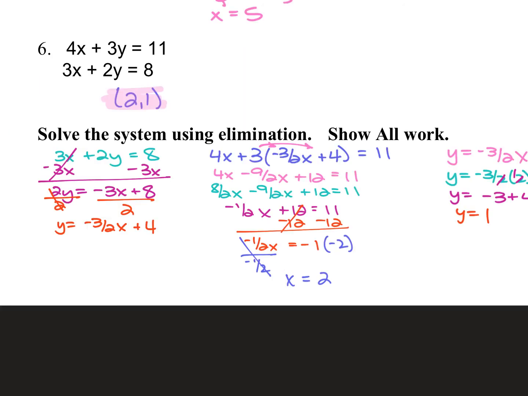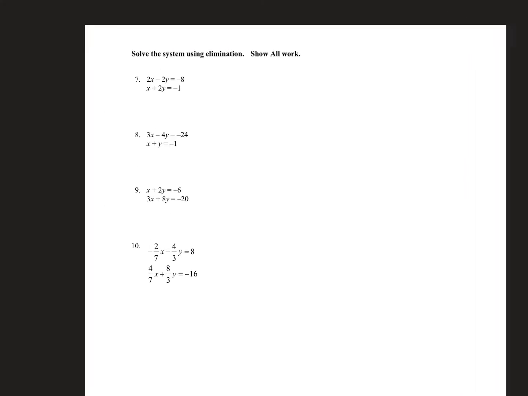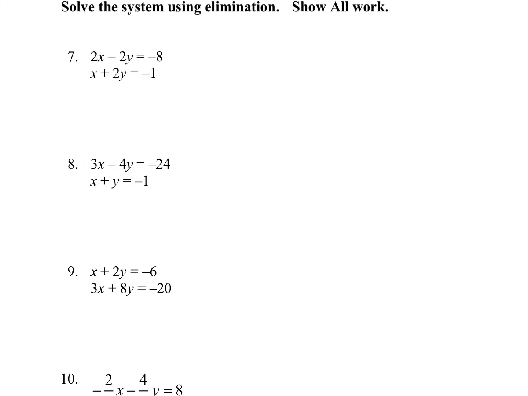The last part of your review goes over solving these systems using elimination. So if we look at number 7, we have 2x minus 2y is equal to negative 8, and x plus 2y is equal to negative 1. You'll realize here that your y's have opposite coefficients, which means if you added these two, they would cancel the y's out. So we're going to just add these. Those y's would cancel. The 2x plus x is 3x, and the negative 8 minus 1 is negative 9. If we divide each side by the 3, we get that x is negative 3.